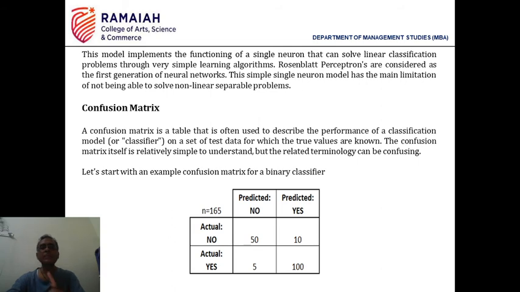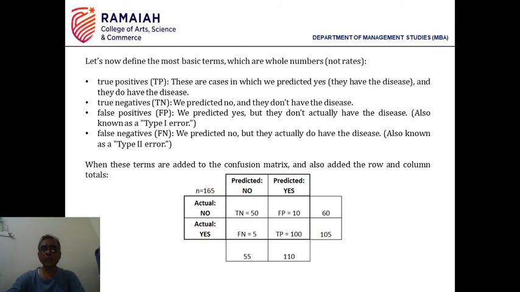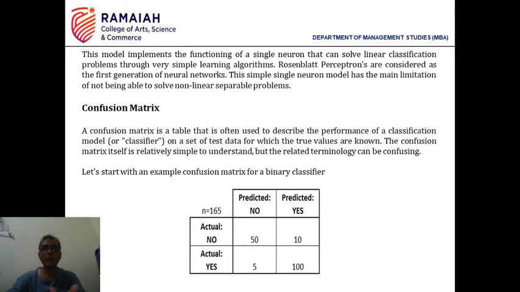Now n equals 165. N is nothing but a number. Now actual no, actual yes, this is on the first column, and predicted no, predicted yes. Actual no: predicted no is 50, predicted yes is 10. Actual yes: predicted no is 5, predicted yes is 100. Now what does it mean? There are two possible predicted values, yes or no, that's what we saw here.